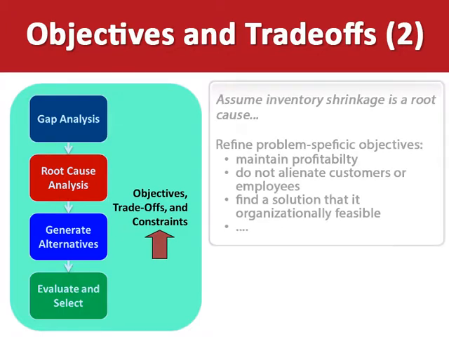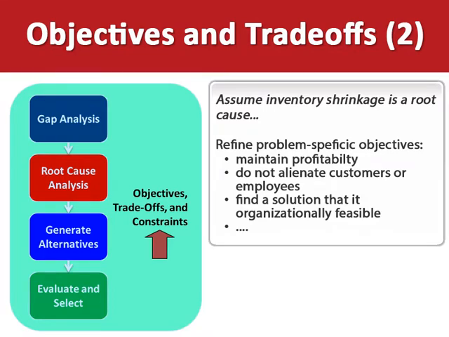So let's consider Doug's case again, and let's assume that root cause analysis has identified customer-based shrinkage as a root cause of the profitability problem. That is, Doug has pretty good evidence that customers are stealing from his store and that the impact is significant. So now Doug's task is to refine his objectives in the context of this more specific decision problem.